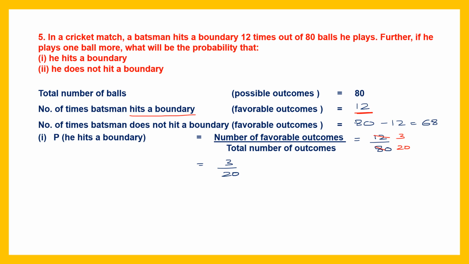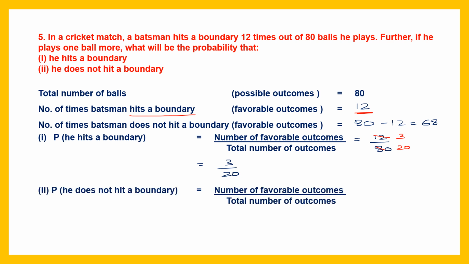What are the chances that he might not hit a boundary? So let's find that also. So here number of favorable outcomes is how many times he does not hit a boundary. That is 68 balls he faced. He did not hit a boundary. The total number of balls he faced is 80. Let's reduce this to the lowest term. 2 3s are 6, 2 4s are 8, and here we have 40. Again we can reduce this. 2 1s are 2, 2 7s are 14, and 20. So this is 17 by 20.